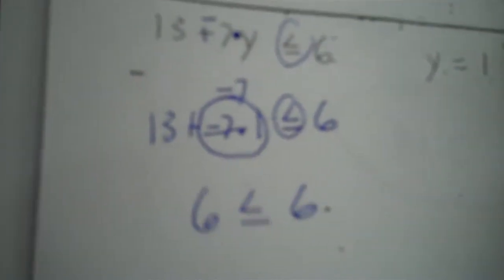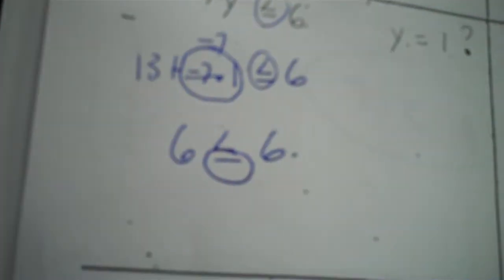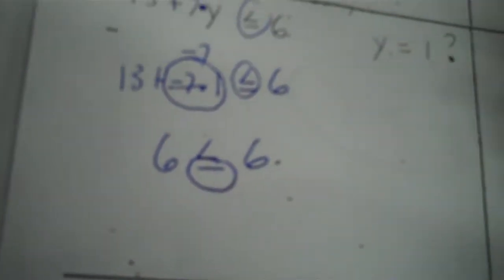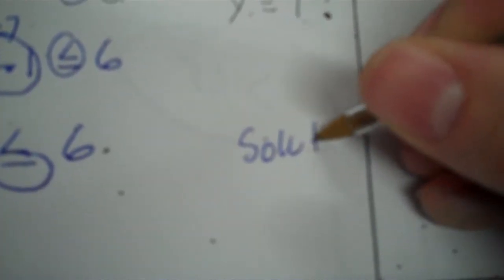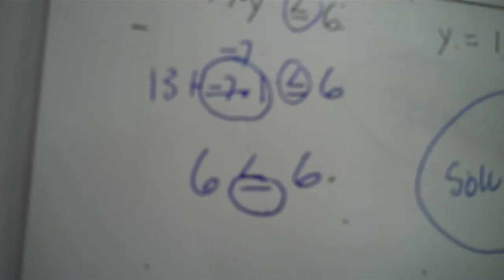Now the numbers are equal, so there isn't a bigger number. So if the numbers are equal, you see if that line's there. It says less than or equal. So if that line's there, it's a solution. Now, if that line wasn't there, it would be not a solution.